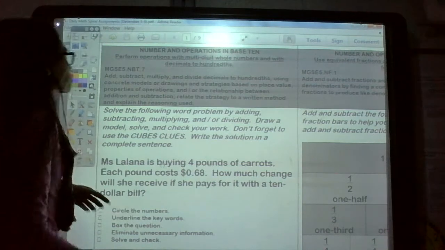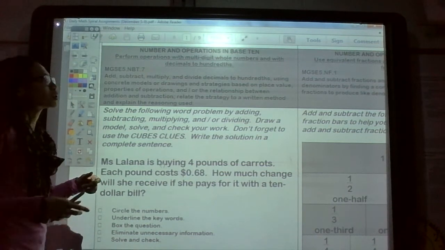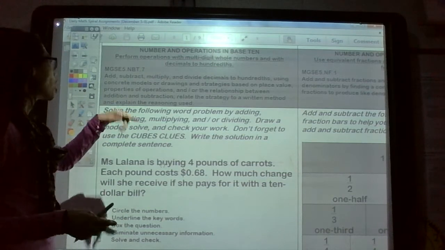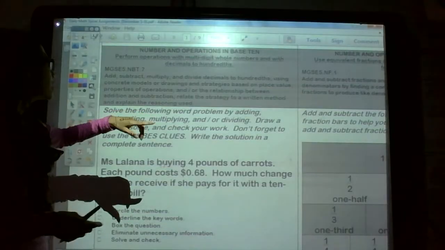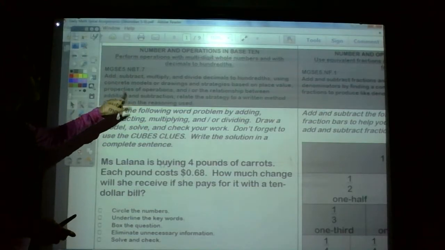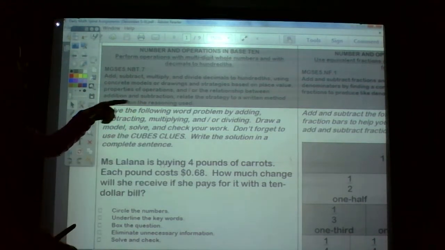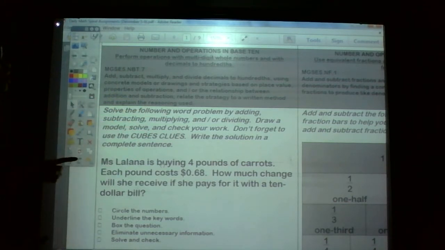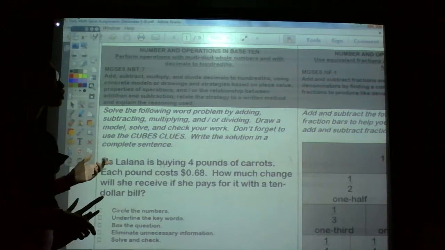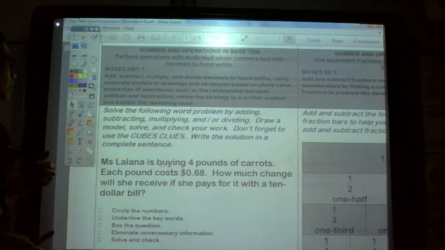It says, number and operations in base 10. Perform operations with multi-digit whole numbers and with decimals to hundreds. MGSE 5 NBT 7. It says to add, subtract, multiply, and divide decimals to hundreds using concrete models or drawings, strategies based on place value, properties of operations, and or the relationship between addition and subtraction. Relate the strategy to a written method and explain the reasoning used.